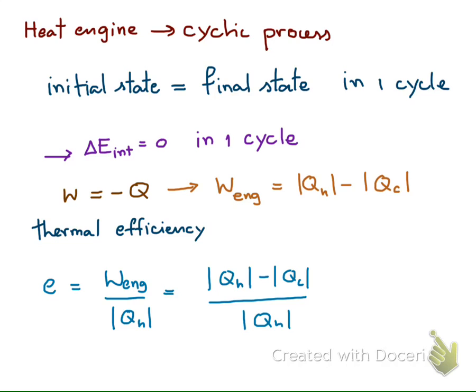So we have that this is equal to 1 minus Q_C over Q_H. Okay, 1 minus Q_C over Q_H. So this is the expression for the thermal efficiency of the heat engine.